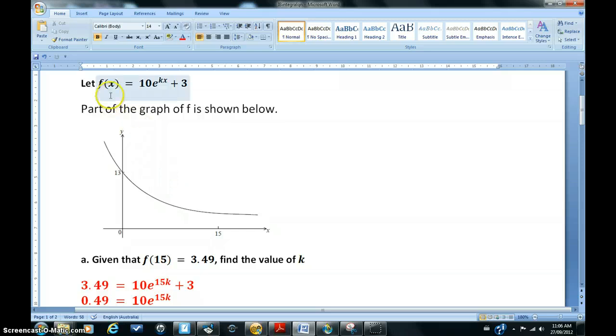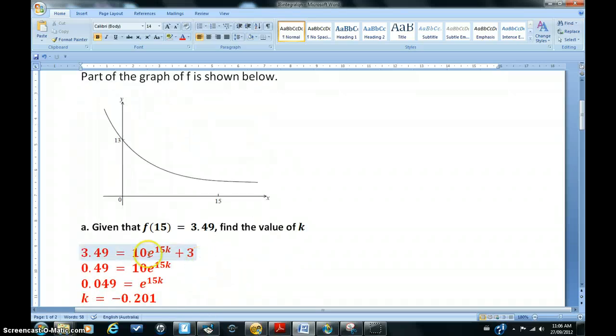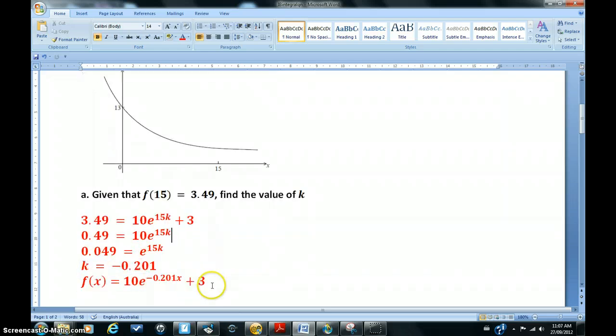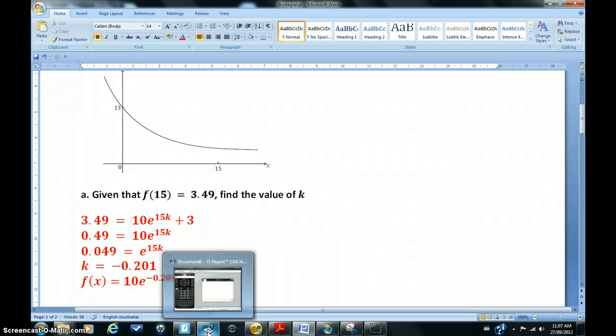So we need to replace f of x by 3.49, and we know x is 15, so I'm going to substitute into this equation, and we get this result here: 3.49 equals 10e to the 15k plus 3. We can subtract 3 from both sides, divide both sides by 10, and we get this expression here, 0.049 equals e to the power of 15k. Now at this stage you can actually use the calculator to work out k.